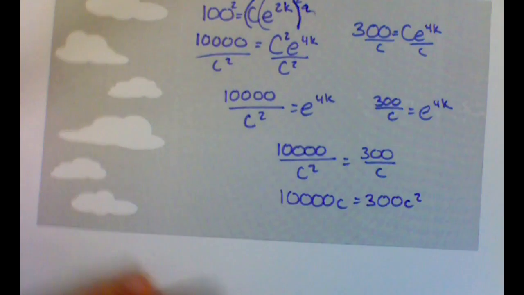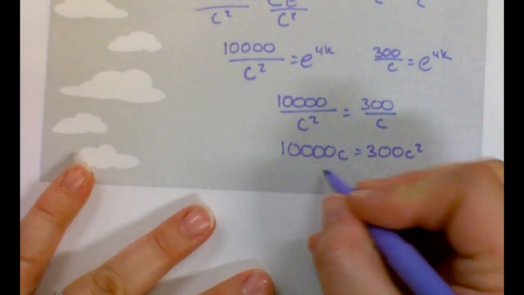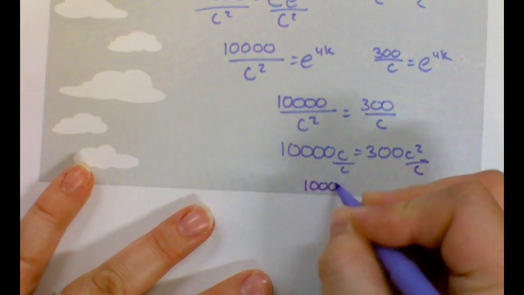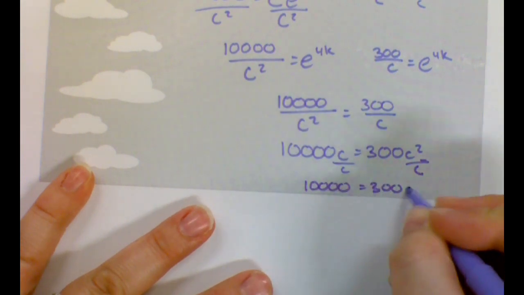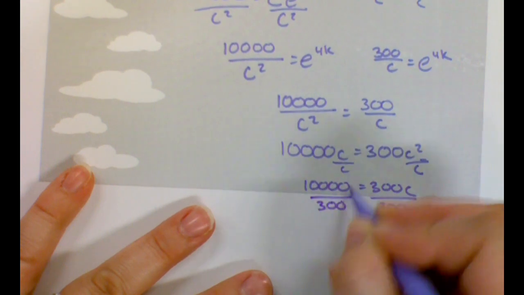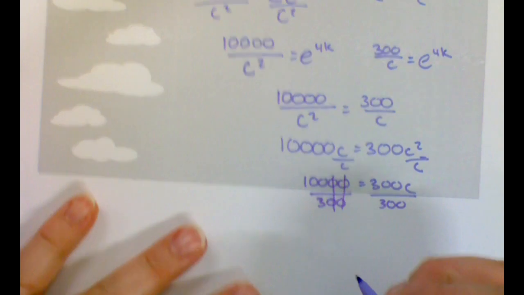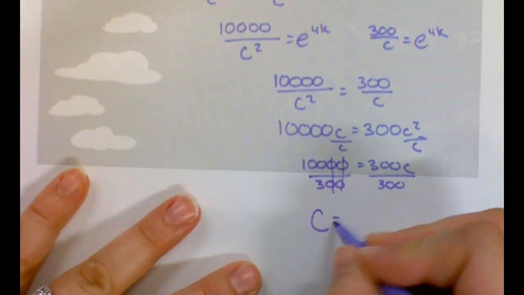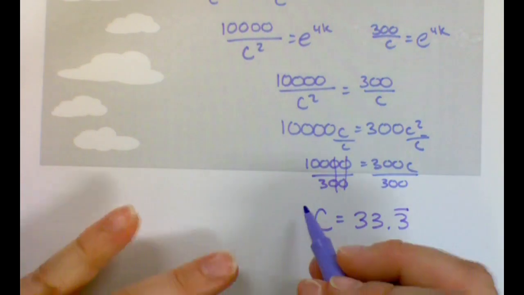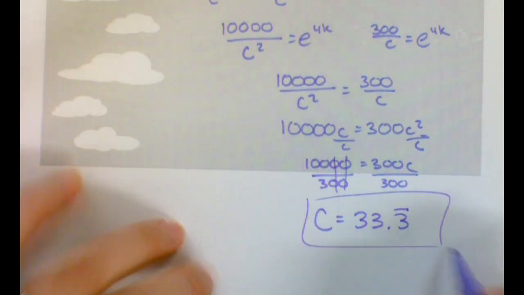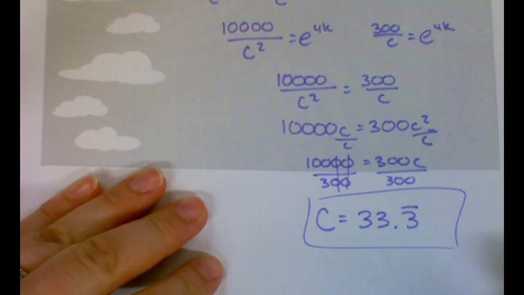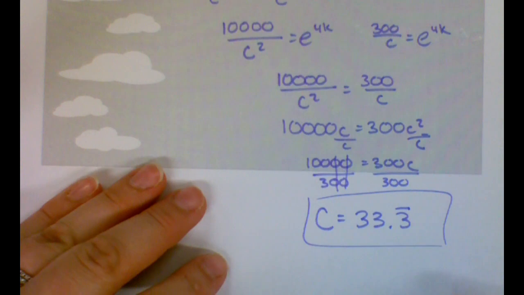I could say c is 0, but it's definitely not. So I'm going to divide out of c. And divide by 300. I have 100 divided by 3 is c. So that's 33.3 repeating. And C is always the original population. That's that initial value. There were 33.3 flies, which doesn't technically work, but we always round to the nearest fly.